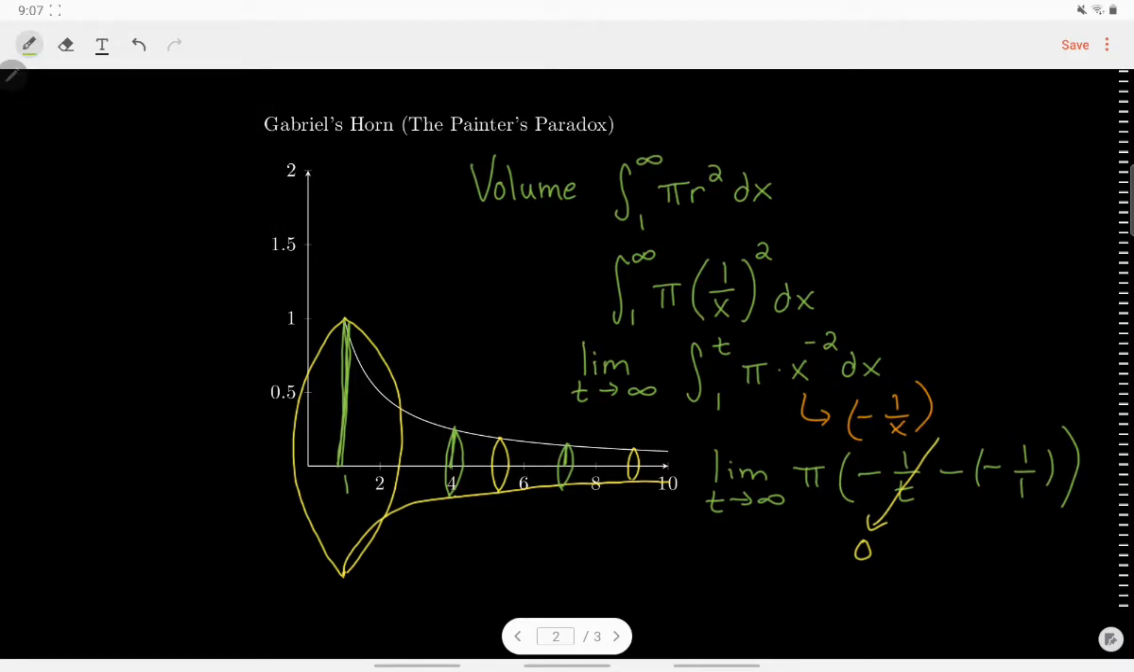So my limit, I'm going to have pi times 1, which is just pi. So what we've shown here is the volume of this infinite hollow tube is pi. Okay, so the volume is pi. Now let's look at the surface area.